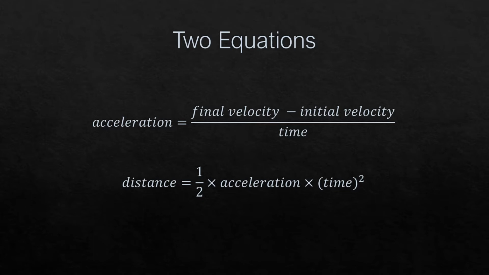Acceleration of an object is calculated by determining the change in velocity and dividing it by time. Note that change in velocity is final velocity minus initial velocity. This makes sense if you think about it.